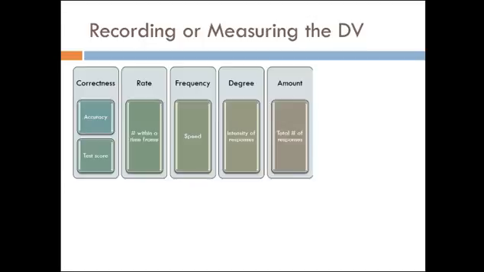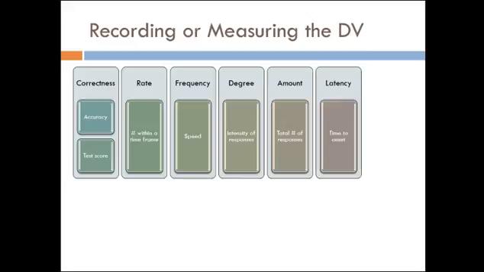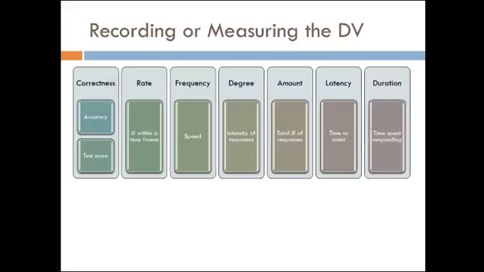The amount would be the total number of responses, and again, you can see that the amount might be tied to frequency and rate, right? It also might be tied to correctness because maybe I'm only going to count up the correct responses. Latency: how long does it take you to start responding? And then duration: once you start responding, how long do you spend doing it? These are, like I said, not even a comprehensive list. I could come up with more. They're tied together. The idea is there are a lot of different ways to measure the effect of the independent variable on some dependent variable.